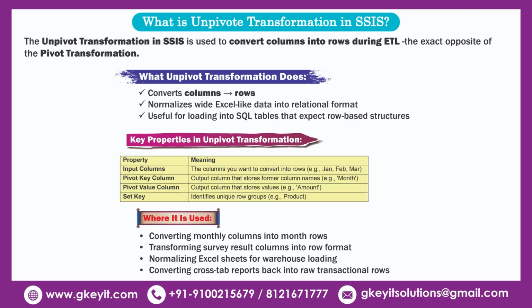Set key identifies unique row groups. And where is it used? It is used in converting monthly columns into month rows, transforming survey result columns into row format, normalizing Excel sheets for warehouse loading, and converting cross-tab reports back into raw transactional rows. Let us see Unpivot Transformation practically in SSIS.